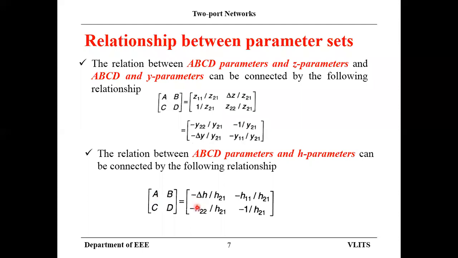That is A is equal to minus delta H by H21. Here delta H is nothing but the determinant of the H parameters matrix. The H parameters matrix is also a 2 by 2 matrix: H11, H12, H21 and H22. That is the H parameters matrix.